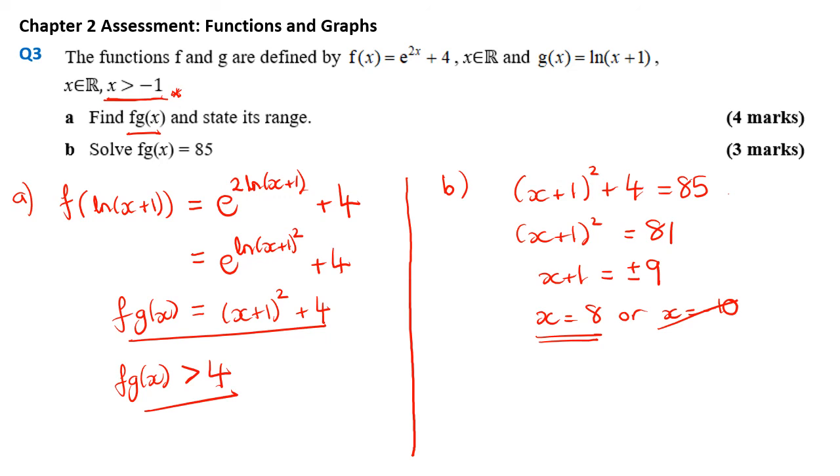The reason that x cannot equal -10 is actually back up here. If x was -10 in here, I would end up with ln of -9, and we know from the shape of our ln graph that for -9 down there, ln is not defined. Okay, so that's why that is not a solution to fg of x, because we cannot find g of x for a negative.